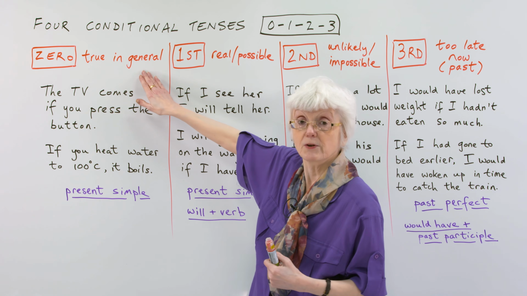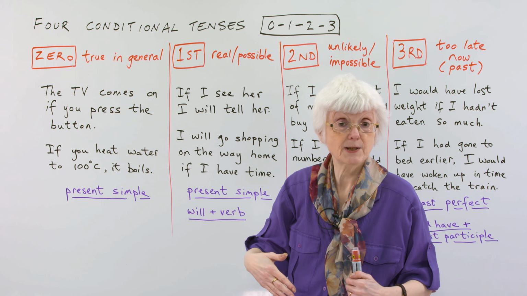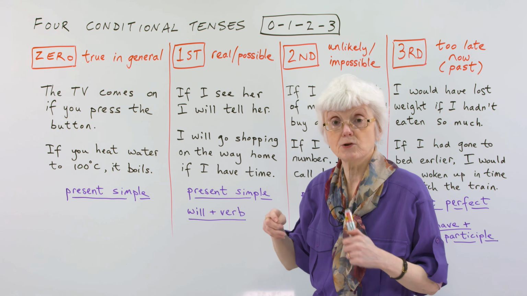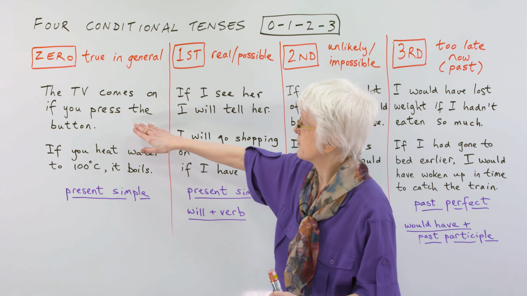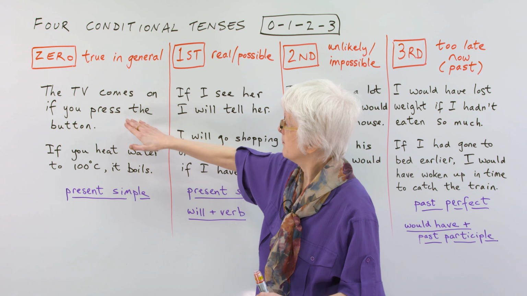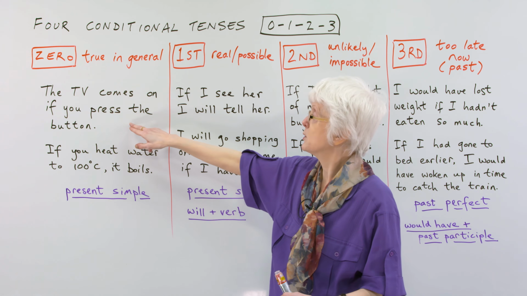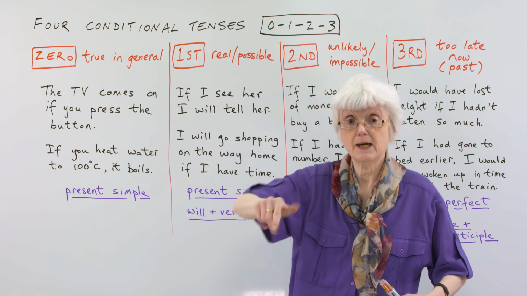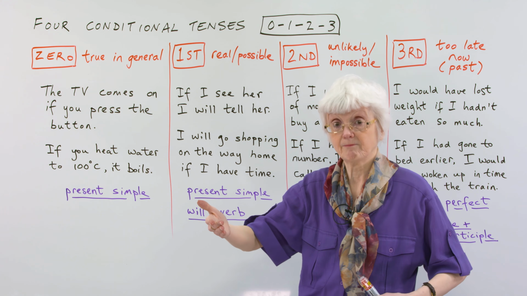Okay, so let's look at the zero conditional, which is the simplest one really, and this is for statements which are true in general. They're generally true. So, for example, the TV comes on if you press the button. Press the button either on the TV or on the remote, and the TV comes on.